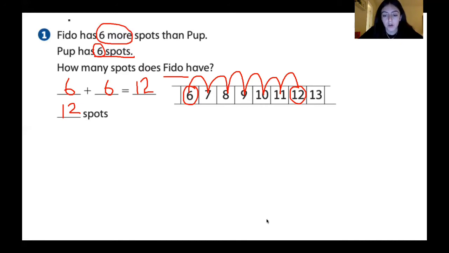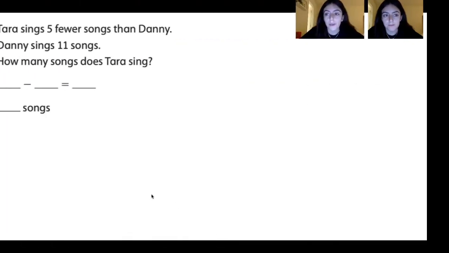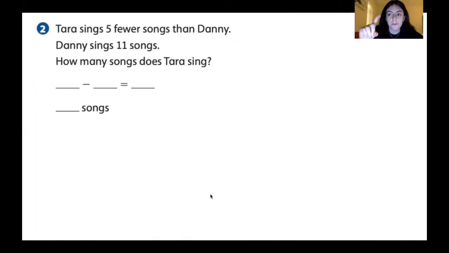All right, go ahead and wipe your whiteboard or go to a different page, and let's work on our last problem together. Okay, let's work on our last problem with your fingers. Ready? Let's point to read. Go. It says, Dada sings 5 fewer songs than Danny. Danny sings 11 songs. How many songs does Dada sing?